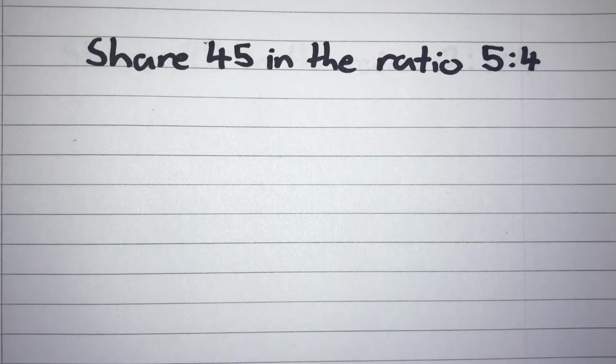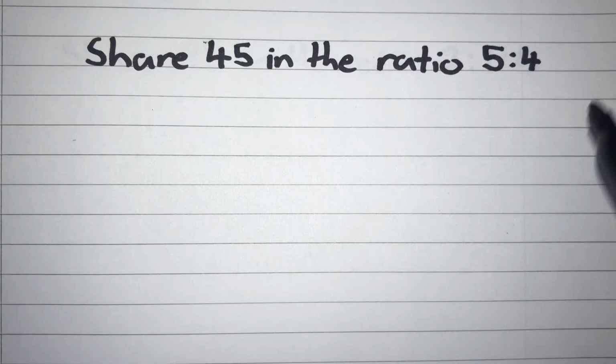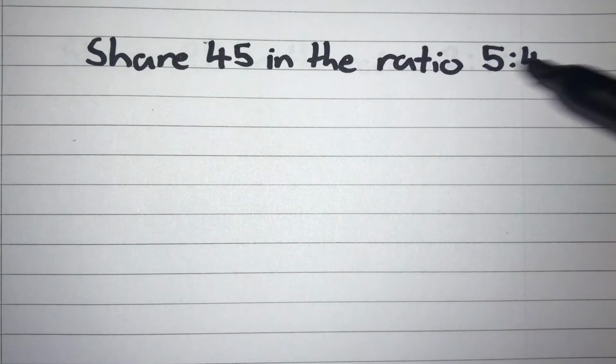So when we're looking at sharing in a ratio, we're going to get a question a little bit like this, saying share 45 in the ratio 5:4. So we want to split this 45 up into this ratio of 5:4. Well, we can do this using a bar model. So we want to draw out two bars, one representing this 5 parts and one representing this 4 parts.